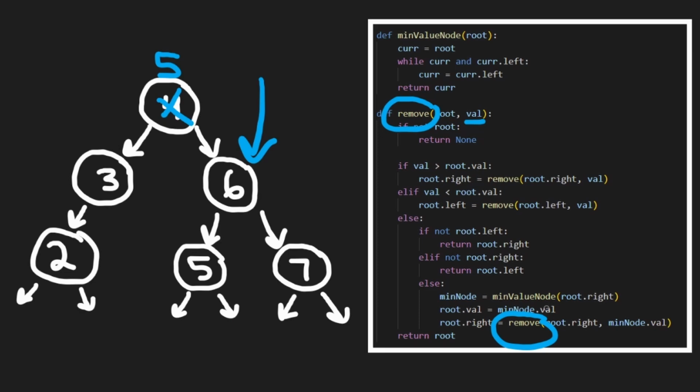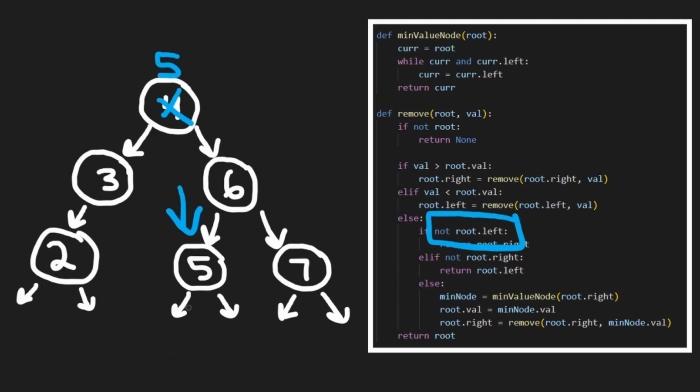So let's actually run through that really quickly. So we're looking for the 5. 5 is less than 6, so we're going to go down here. Now we found 5, right? So it's not greater or less. We have the exact node. So if not root.left, in this case, it doesn't have a left child, so we return the right child, which in this case is null. But that's okay because we return null from here.